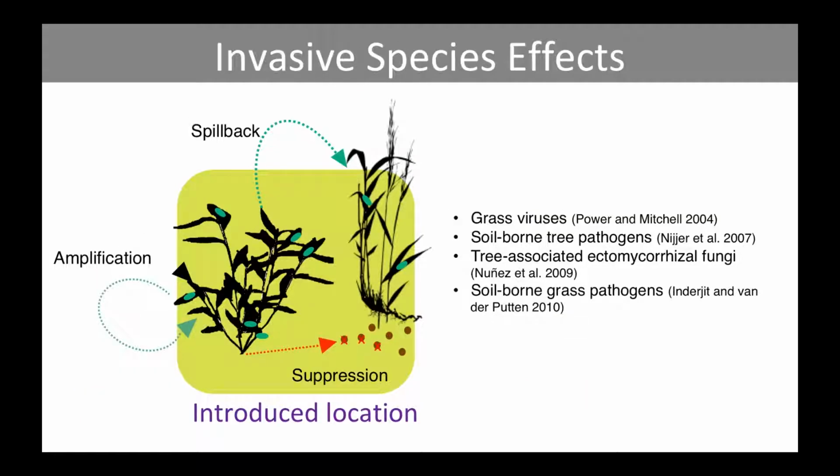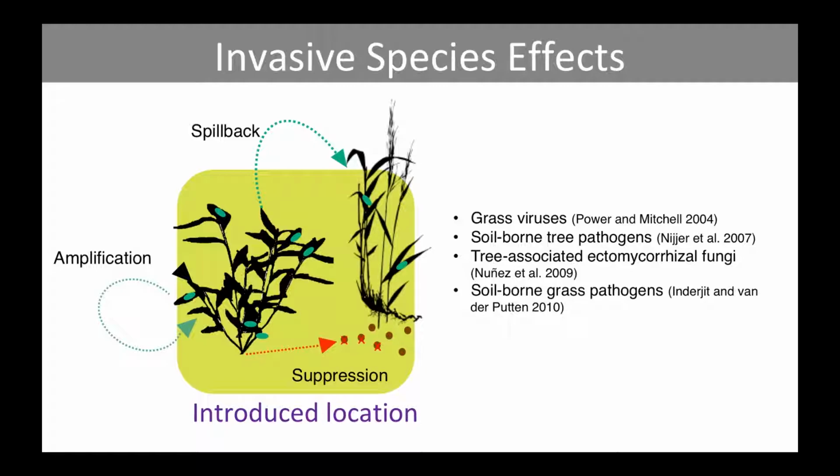And then the third process we can think about is the way that an invasive plant can actually influence the pathogens that are within the system. So here we have that invasive plant and the native plant, and the invasive might be a particularly good host for a pathogen, so we might see amplification, and then spillback is when pathogens are then transmitted to the native host. So that's a negative effect that we can see.